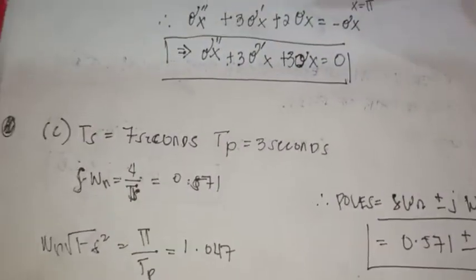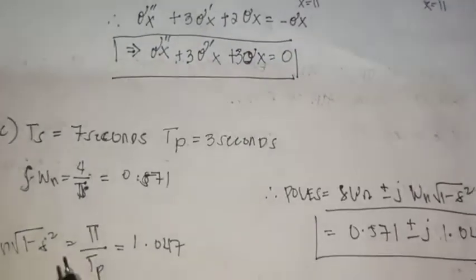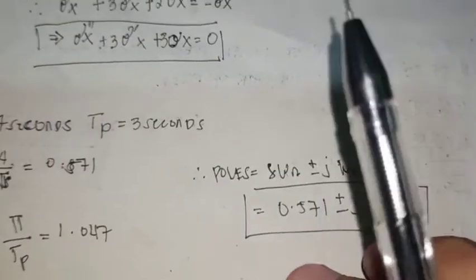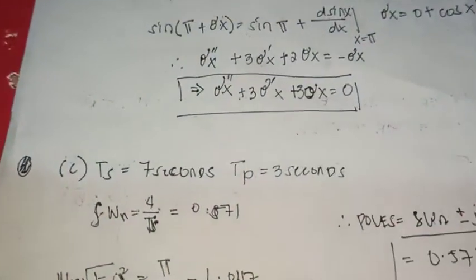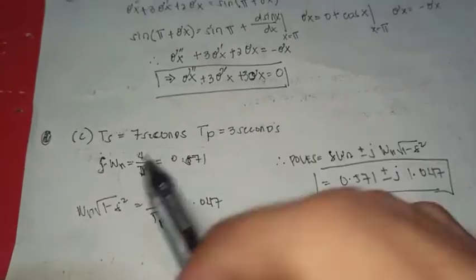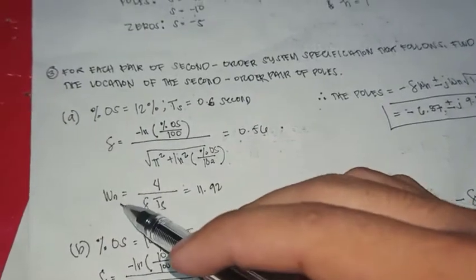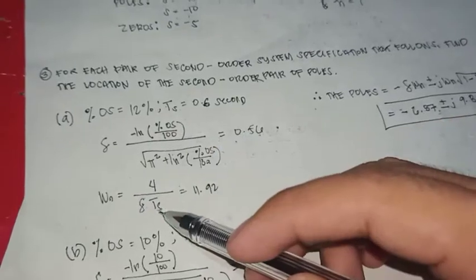Next, last is C. Our given is the settling time and the peak time. There is no overshoot percentage, so the formula comes from A. The natural frequency equals 4 over damping ratio times settling time.